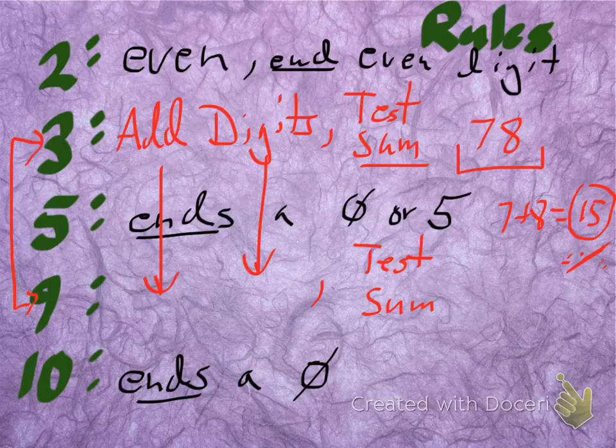Let's try 198. Add up the digits, 1 plus 9 plus 8, and we get 18. Now 18 is divisible by both 3 and 9, so is 198. And it turns out if you divide 198 by 9, I believe you get 22. And if you divide 198 by 3, you get 66. So it's evenly divisible.